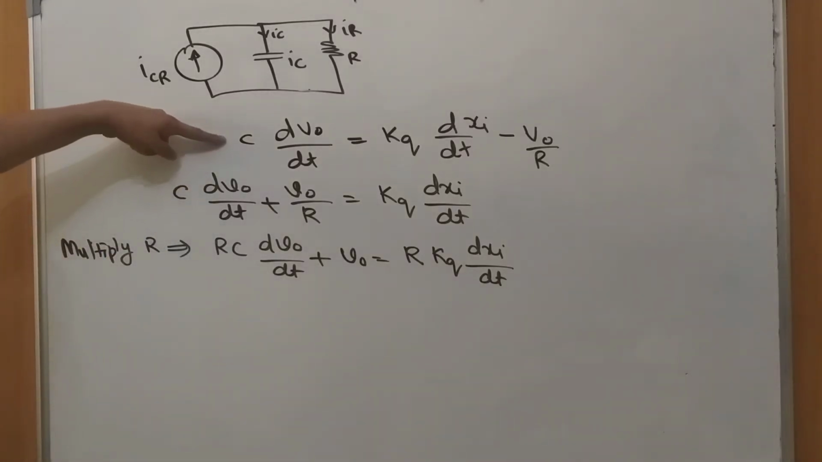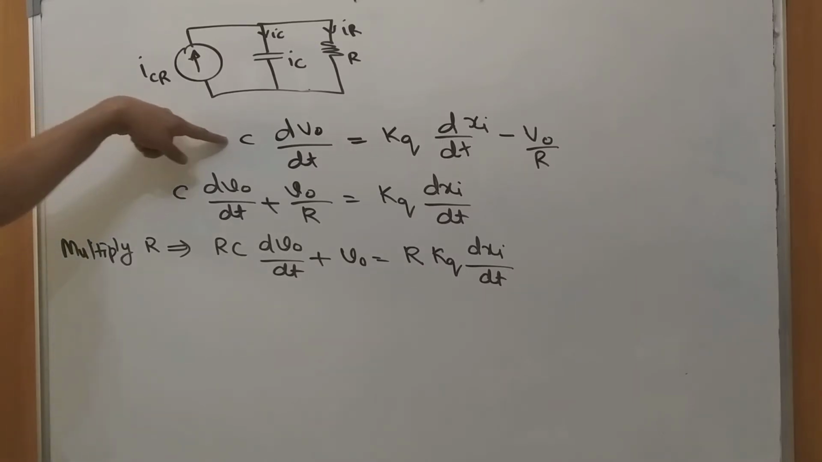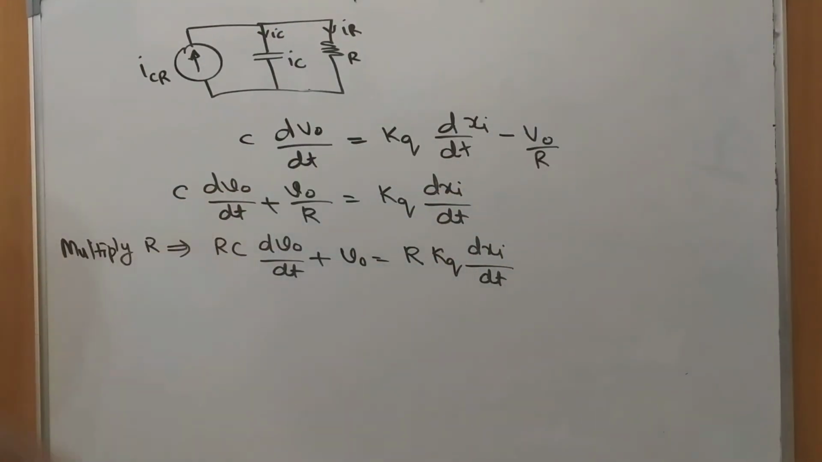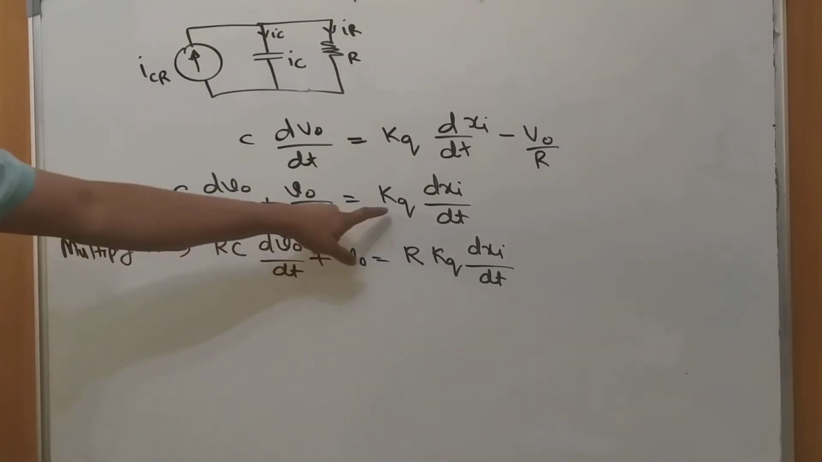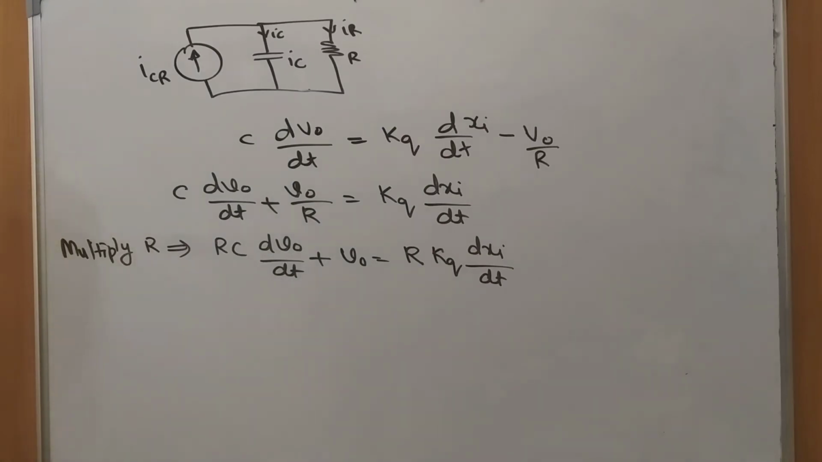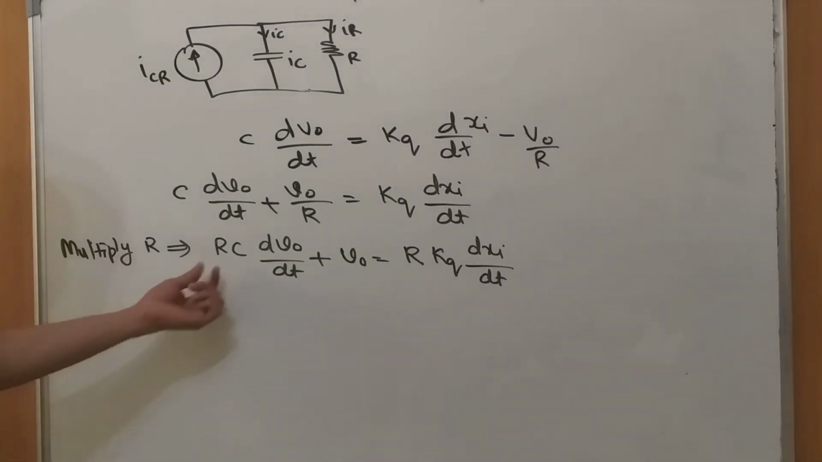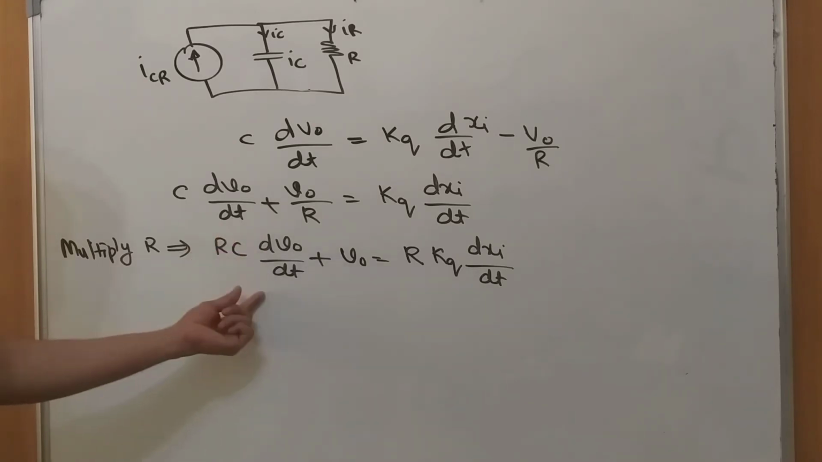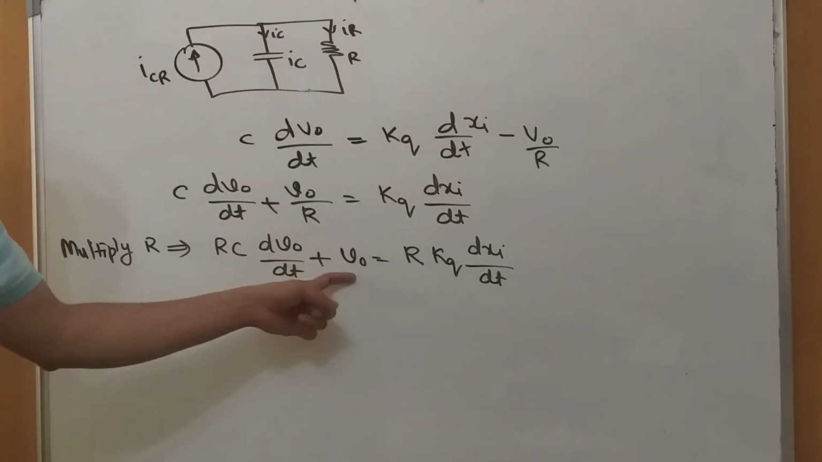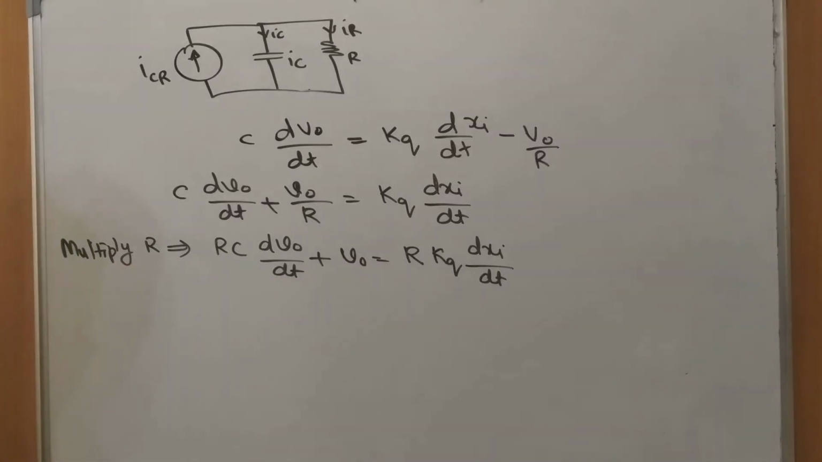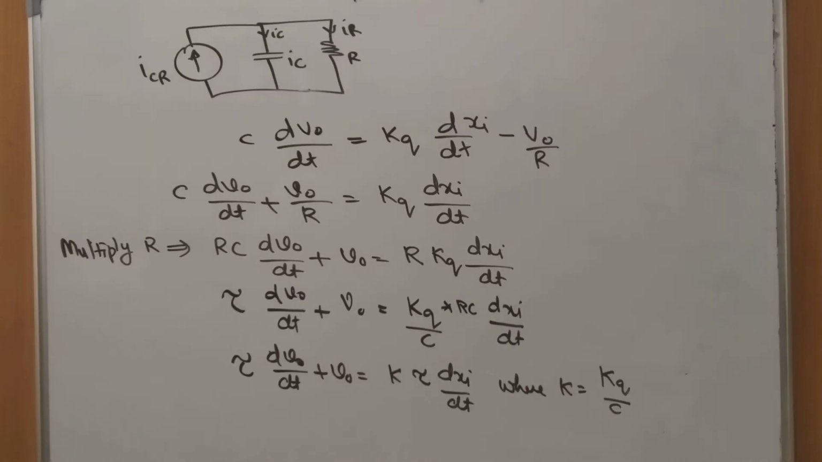If you further rearrange this equation, moving V out by R to the left hand side, C dV0 by dt plus V out by R is equal to KQ into dx divided by dt. Now multiply this equation on both sides by R. We get RC dV0 by dt plus V0, since the R cancels, is equal to R KQ dx divided by dt. RC is the time constant of the circuit.